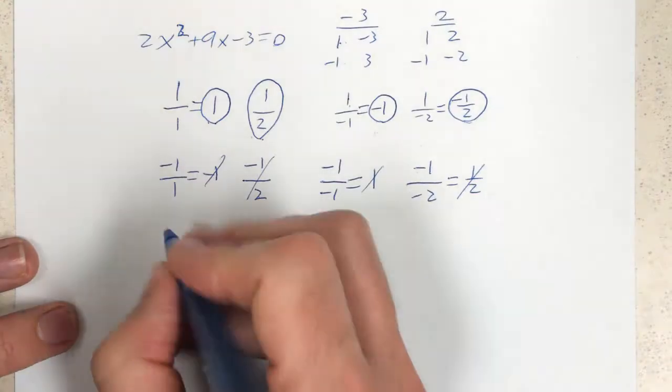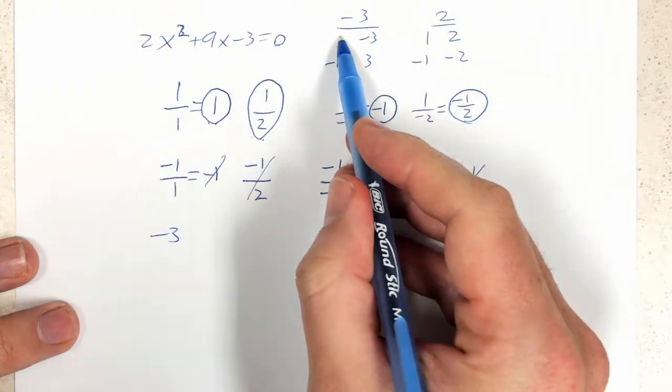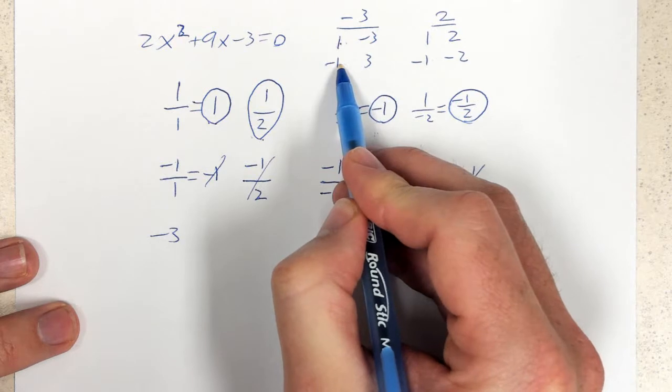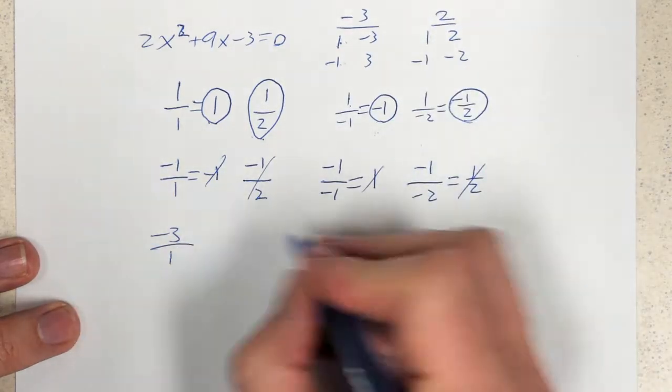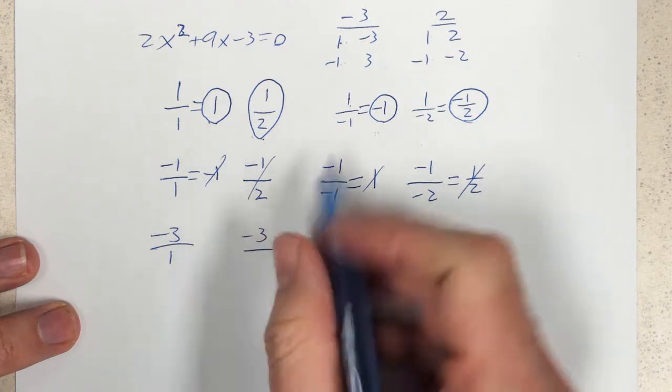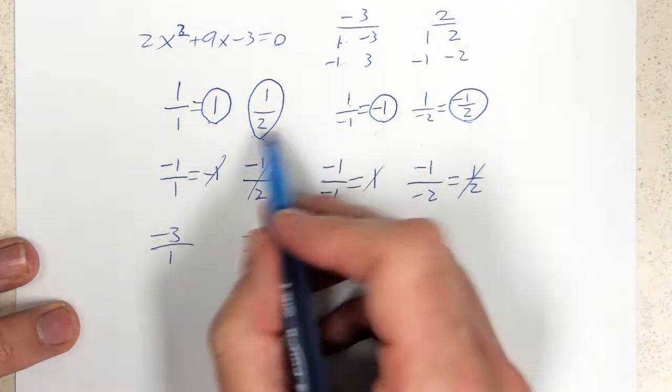All right, let's do -3, because we've got to do every one of these. So we did this one, we did this one, now we're going here. -3 divided by +1. -3 divided by negative, we went across, so 2.